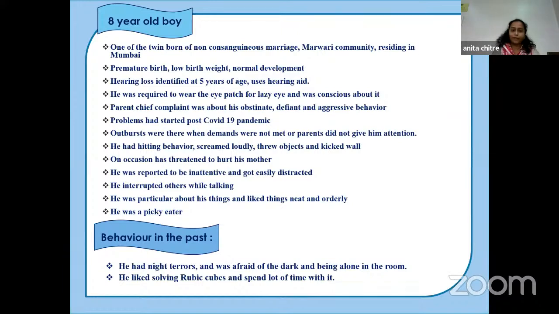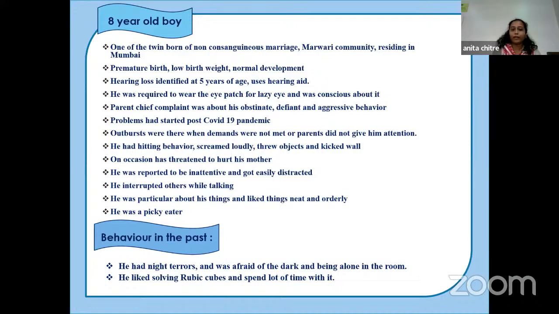Outbursts were there when the demands were not met, and when he thought that the parents were not giving him enough attention and were more attentive towards the other sibling. He had hitting behavior, screamed loud, threw objects, and often kicked the wall. On occasions, he had been threatening to hurt his mother, and there was an incident when he threatened the mother that he would hurt himself with a knife. That was the point when the parents had to really seek help for him.